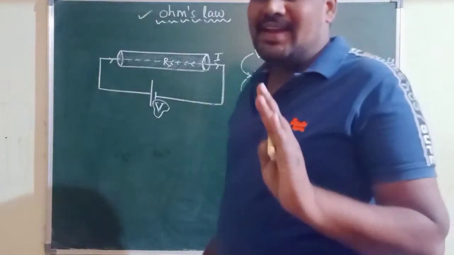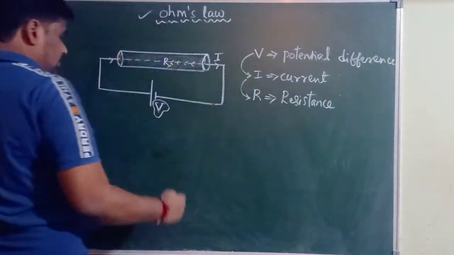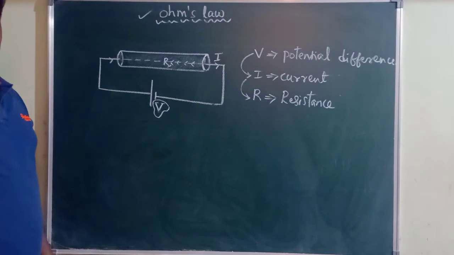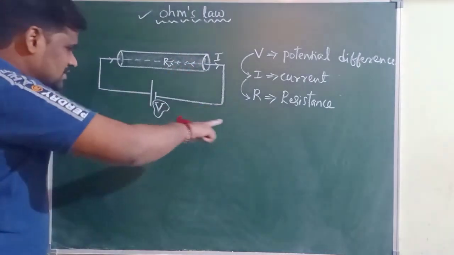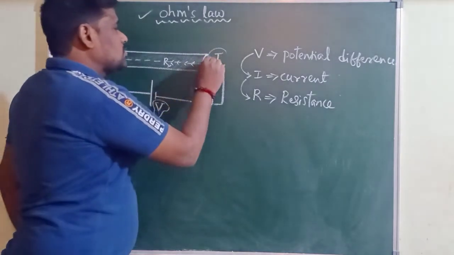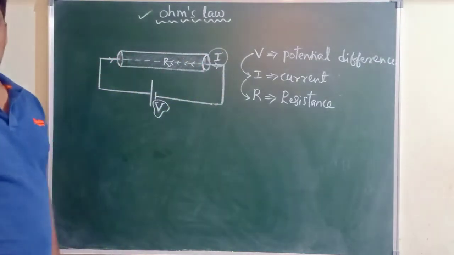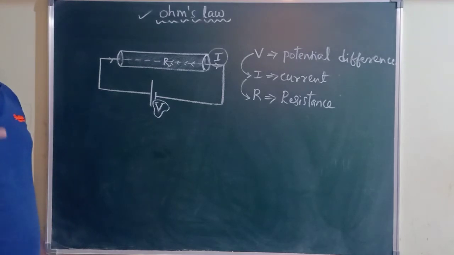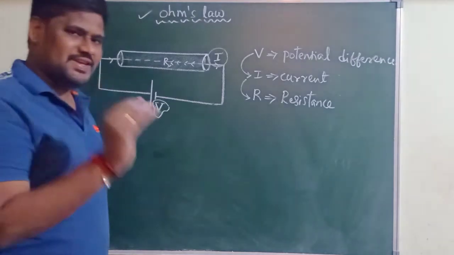The current flowing through a conductor also increases. Suppose if you decrease the potential difference applied across a conductor, the current also decreases. Then how are V and I related? Both are directly proportional to each other.